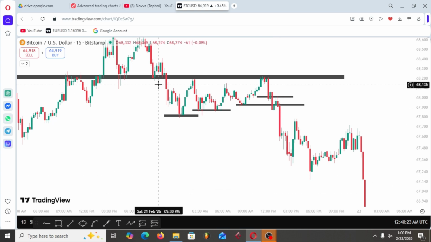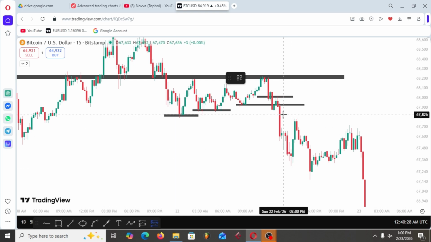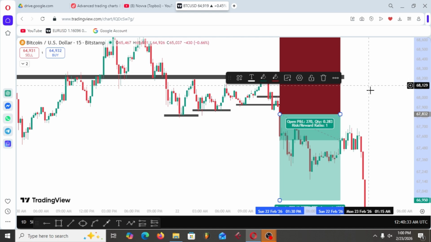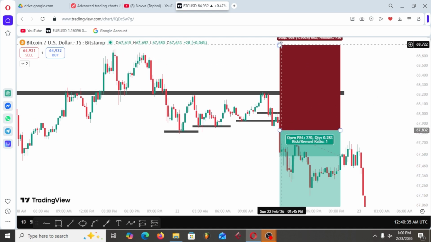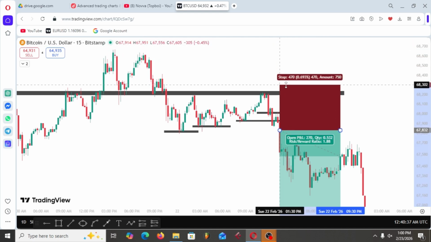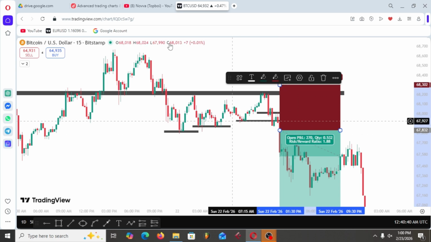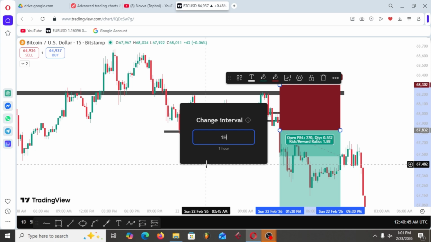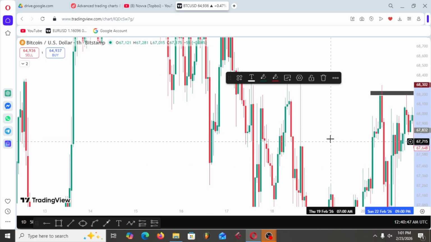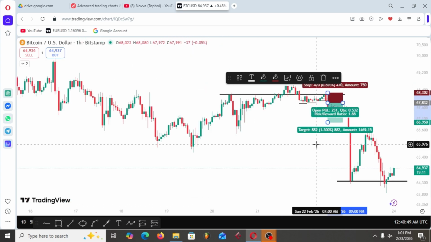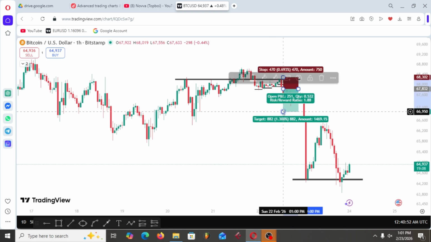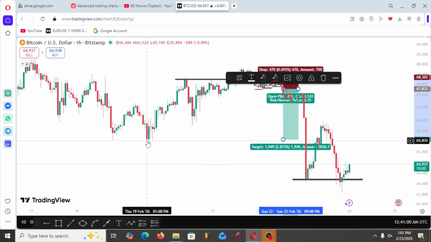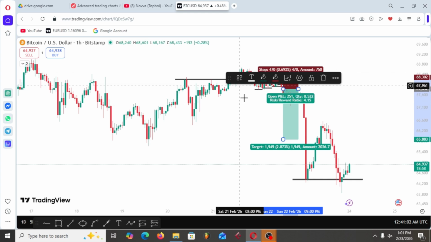So this is how the trade was looking. I entered somewhere here, keeping my stop loss above the swing high it gave me. Go back to the 1 hour time frame, and I targeted this low. This was the place I was targeting, because it's this place that started the whole trend.